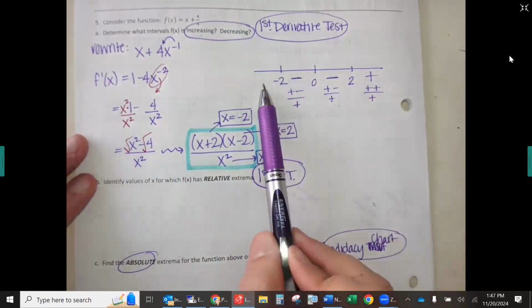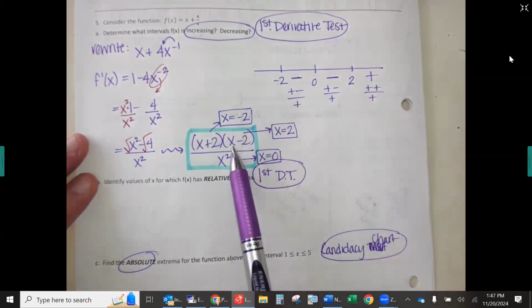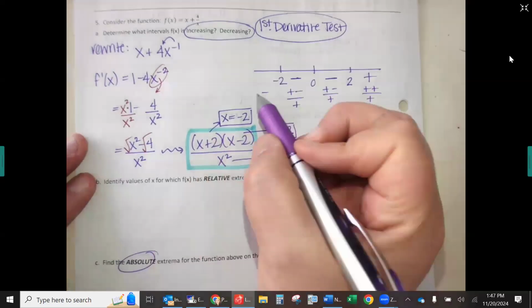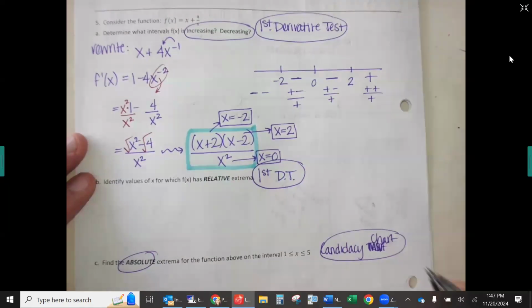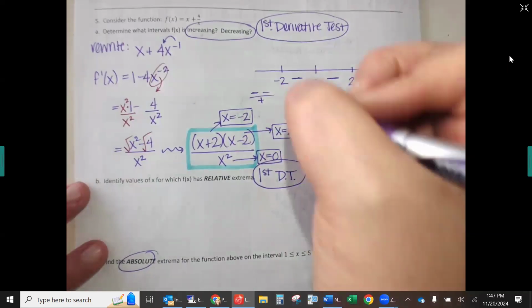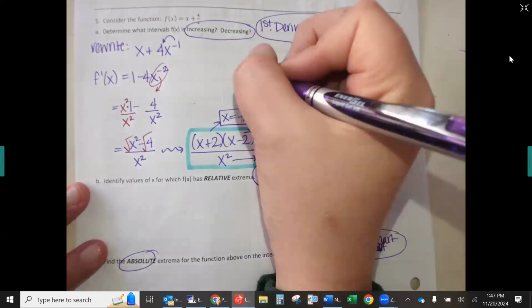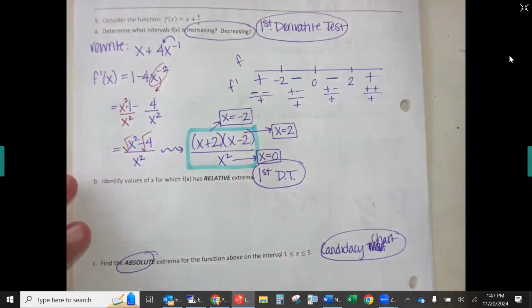Okay, last little chunk. Smaller than -2. Let's say we pick -10. -10 minus 2 comes out negative. -10 plus 2, negative. And -10 squared, positive. So if I have a negative times a negative divided by a positive, what's the overall sign? Positive. Now remember, we're testing f prime to tell us stuff about f.